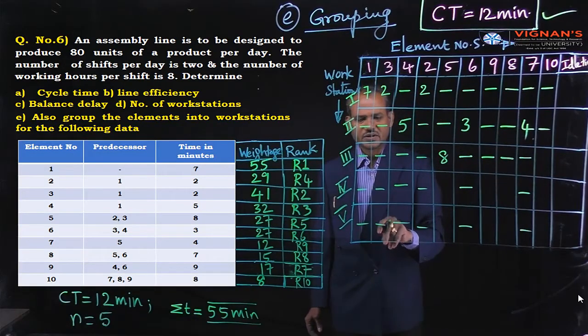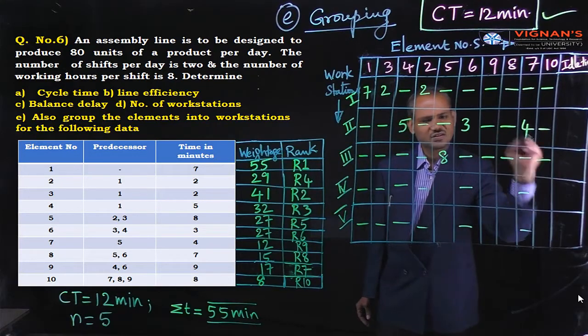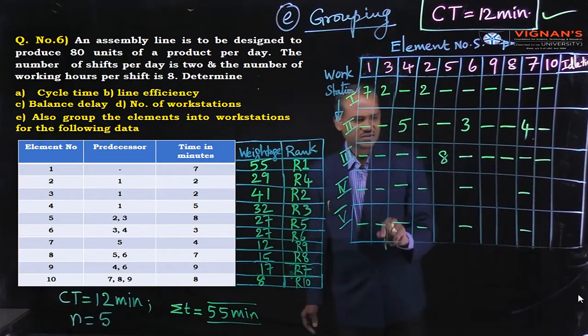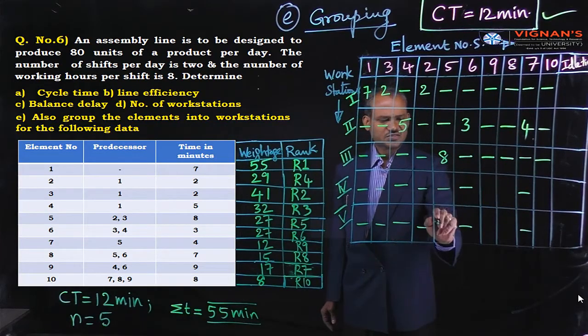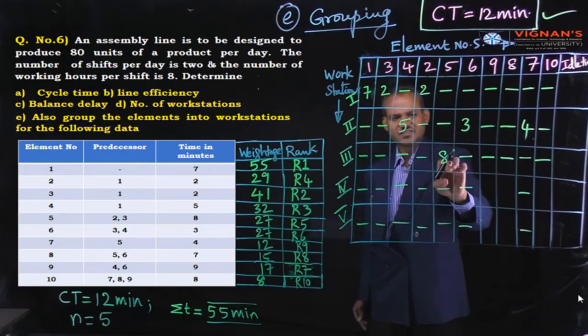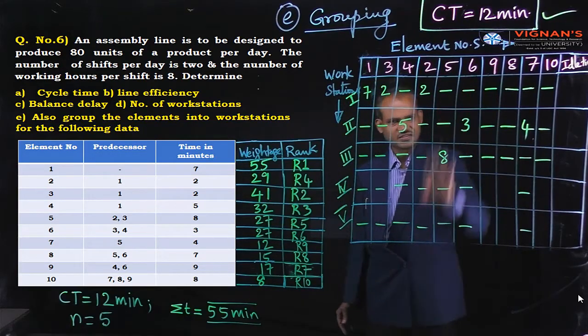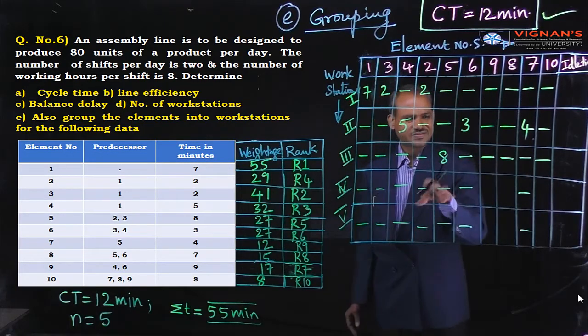10th element number, timing is 8. 8 plus 8, 16. Don't assign. There is no possibility. Okay, put dash marks because work element number 5 is already assigned in workstation 3. It will not come in other workstations. Therefore, we have simply marked it as dash.